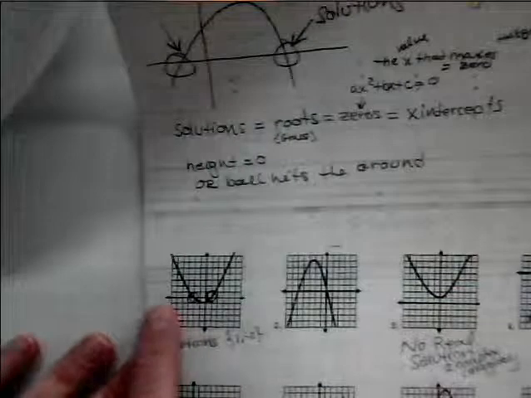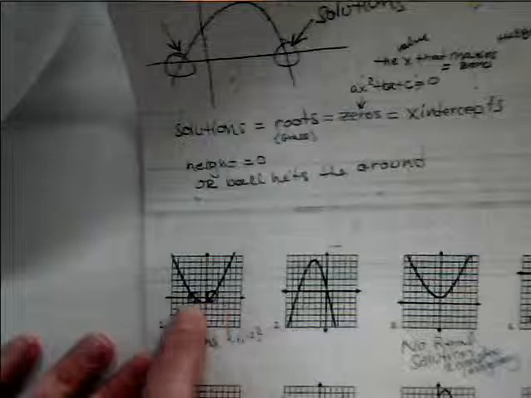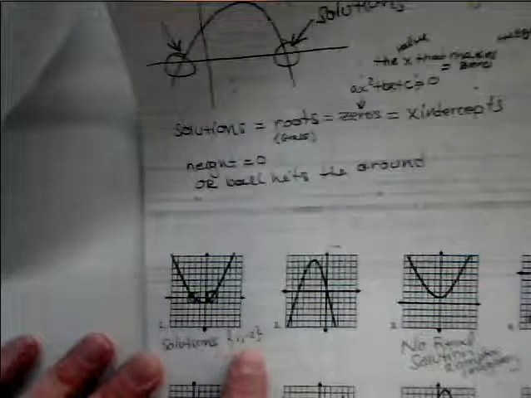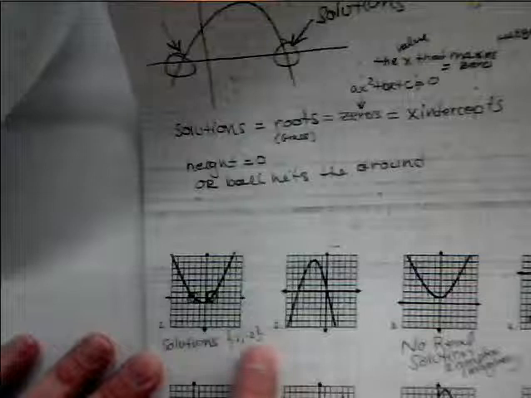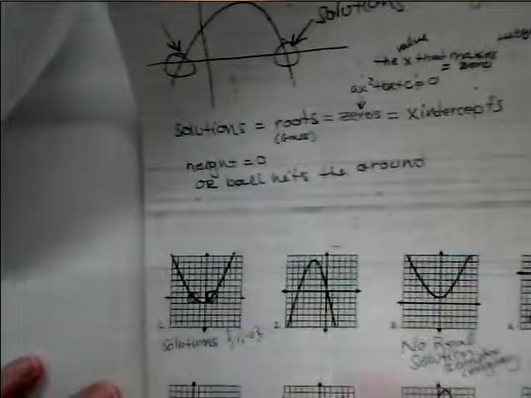Number 1, if you look on page 15, your number 1 is crossing at 1 and -2. So the solution set would be 1, -2. We use curly braces because it's equal to those two values, and it's the solution set.